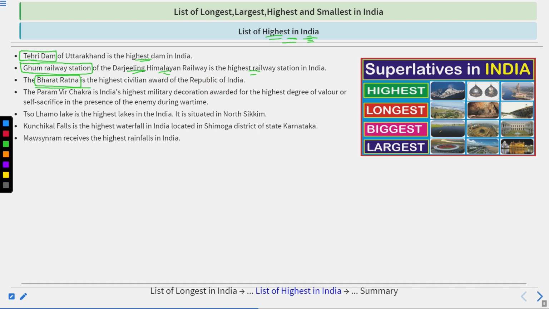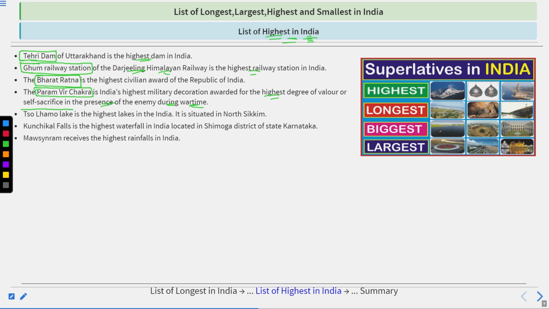Paramveer Chakra, PVC in short, is the highest military decoration awarded for the highest degree of valor or self-sacrifice in the presence of the enemy during wartime. And Ashok Chakra is the highest degree of valor or self-sacrifice military decoration given during peacetime, in the absence of an enemy. In the presence of an enemy, the Paramveer Chakra will be given. In the absence of an enemy, the Ashoka Chakra will be given.